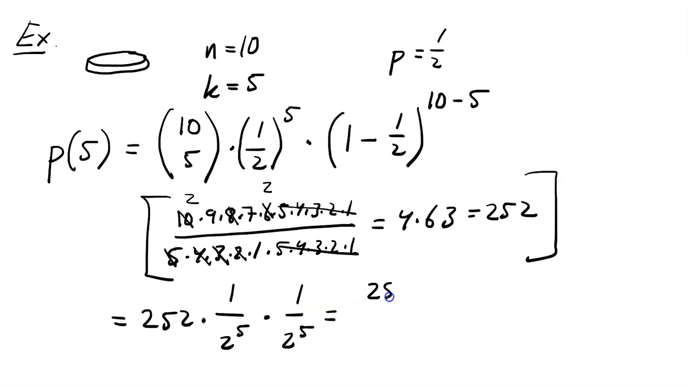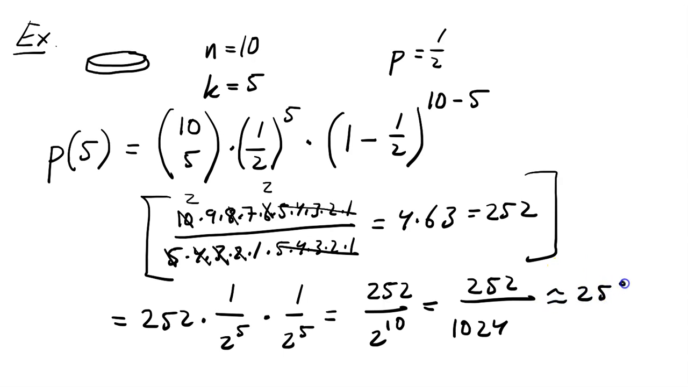Okay, so this is 252 divided by 2 to the power of 10. This is 252 over 1024. Okay, and if we want to simplify this, what do we get then? We get roughly 25%. Not exactly 25%, but roughly. So that means that the probability of getting exactly 5 heads if you throw 10 coins is roughly 25%. So this is an example of a binomial distribution.